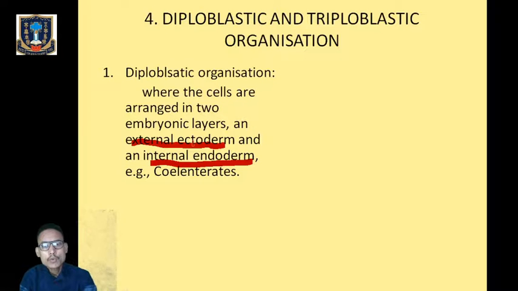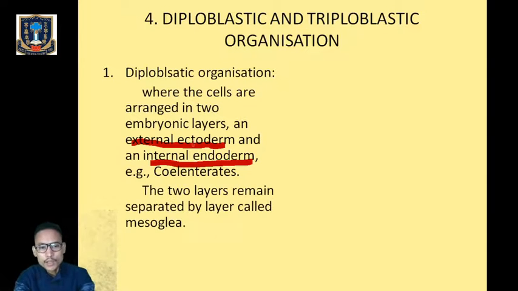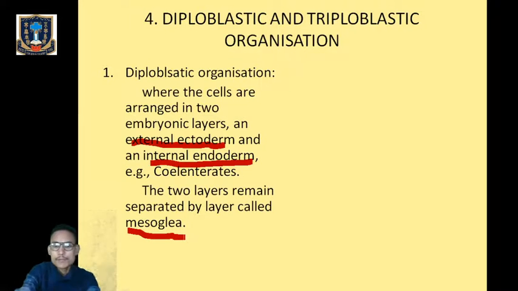So the animals which exhibit diploblastic organization have got two embryonic germ layers, ectoderm and the endoderm. Now, the two layers, ectoderm and the endoderm, will remain separated by a layer called mesoglea. This layer, mesoglea, will separate the ectoderm and the endoderm. Let us look at the diagram.